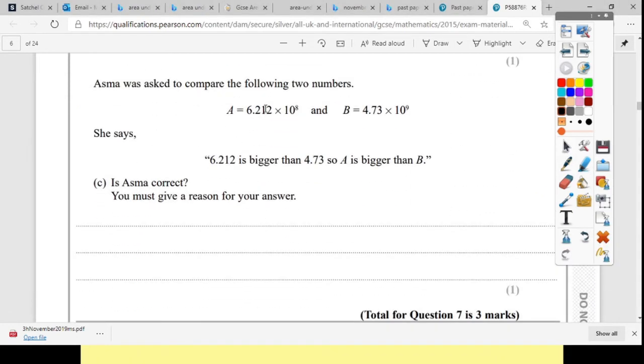I was asked to compare the following 2 numbers, A and B. She says that 6.121 is bigger than 4.3, so A is bigger than B. Is she correct? You've got to say no, you've got to make reference to the indices there for the power of 10. If you wanted to, you could write them both out as a normal number, which then is easy to compare. But just put focus onto saying that one is 10 times bigger than the other.